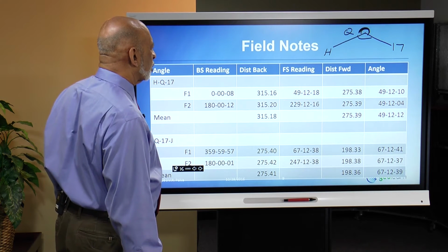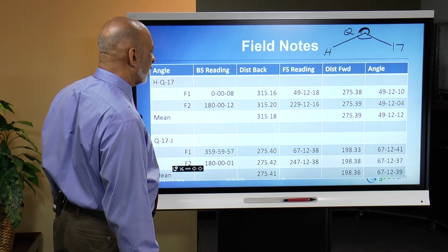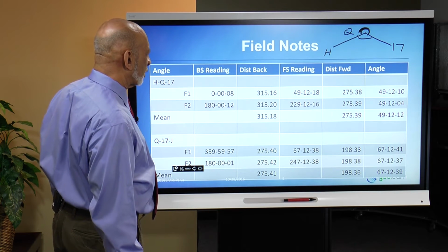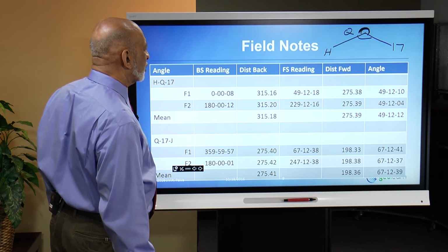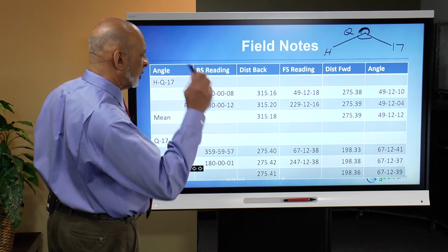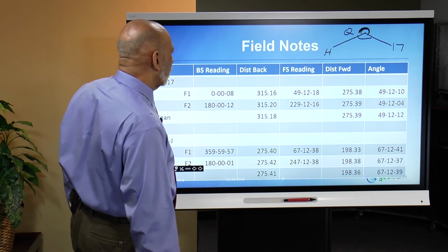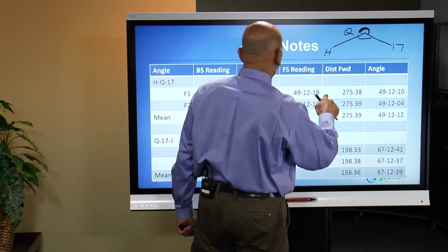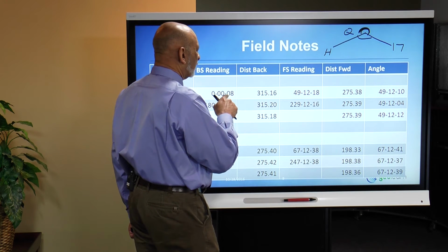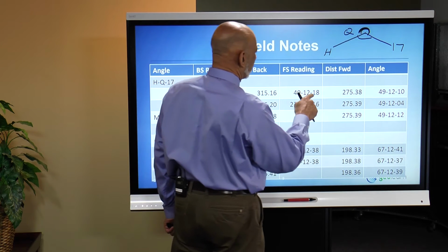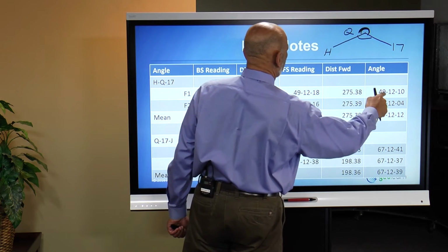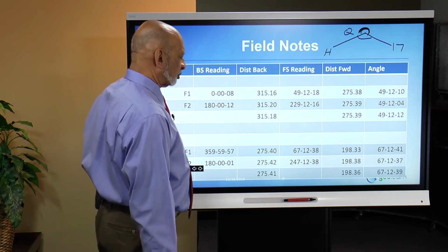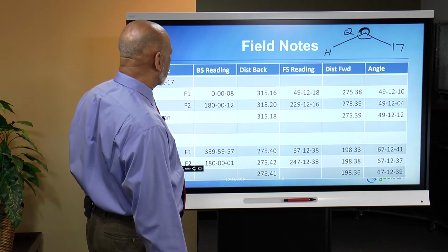And one of the things your note keeper should be doing, regardless of whether you are the instrument man or your note keeper is an additional person on the team, is checking your angles as you go along, which means you need to be doing your math. Well, here you can see that we started near 0, we got to 49, 12, 18, but we are past 0 by 8 seconds, so it should be very easy for you to get to 49, 12, 10 without doing a whole lot of thinking. I'll come back to the distances in a second.